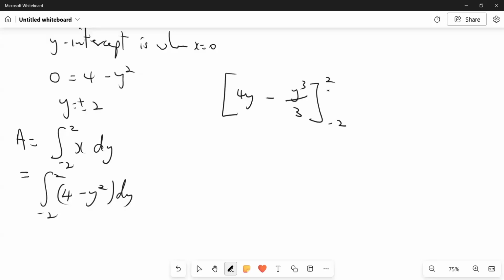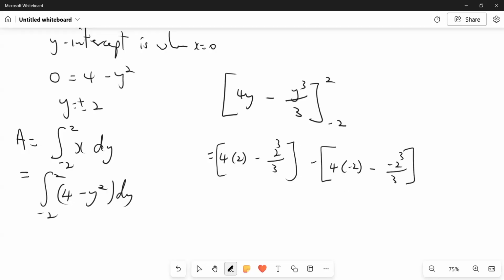If you're smart, you can take from 0 to 2 and just double the answer. You get the same thing, right? Which turns out to be, you substitute, 4 times 2 minus 2 cubed over 3, all doubled. All of this is supposed to simplify to 10 and 2/3. You'll do your arithmetic.